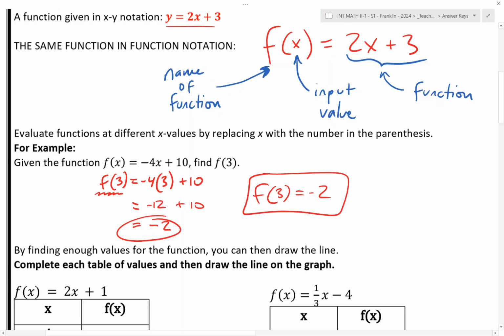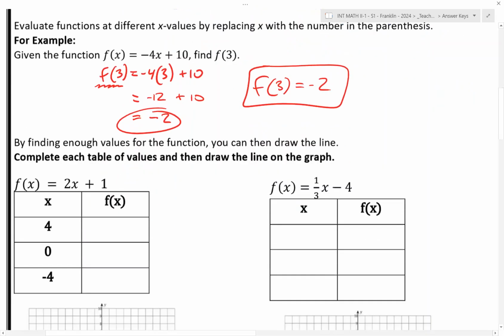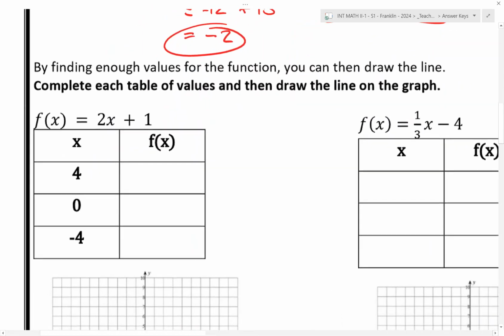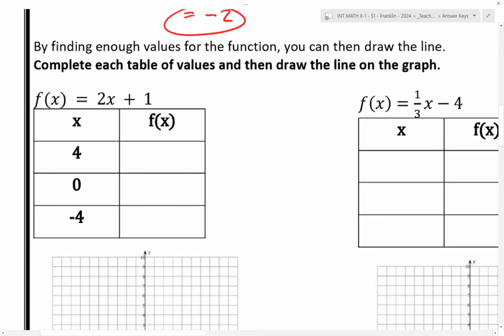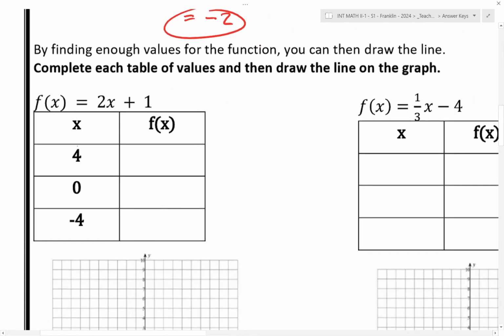Now if we do that over and over and over, if we repeat that a few times, we can then get a set of points and use that to draw a graph. So for example, we have f of x equals 2x plus 1. Now let's put these values in here for x: 4, 0, negative 4. And we're just going to put each of them in for x. So for the first one, it's 2 times 4 plus 1. Well, that's 8 plus 1, which equals 9. Or 2 times 0 plus 1. That's 0 plus 1, which is 1. And then 2 times negative 4 plus 1. That's negative 8 plus 1, which is negative 7.